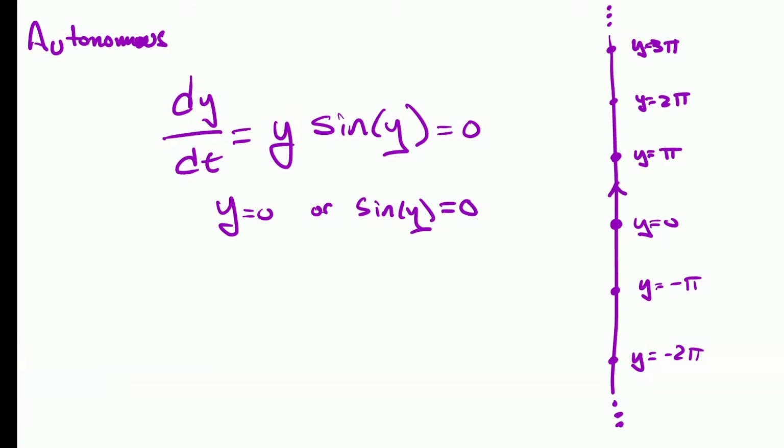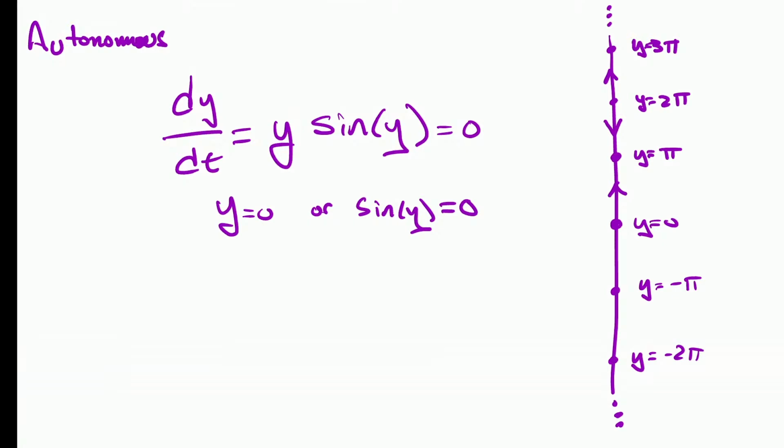Let me do one more for you, and then I'll see if you can do one. The next one I'll do is this one up here. Between pi and 2 pi, I happen to know the sine of a bunch of angles, but an easy one is 3 pi over 2. 3 pi over 2 has a sine of negative 1. So when I plug 3 pi over 2 into this expression, I get 3 pi over 2 times negative 1, which is negative. So that'll be a negative slope. By the way, I'll do this one as well. That's going to be positive.